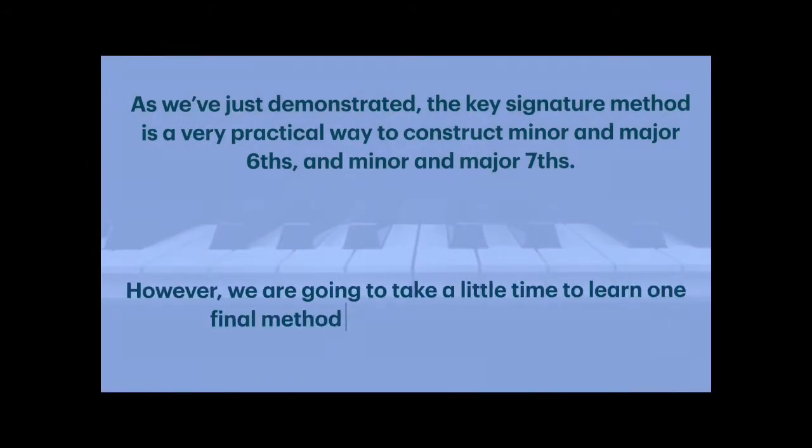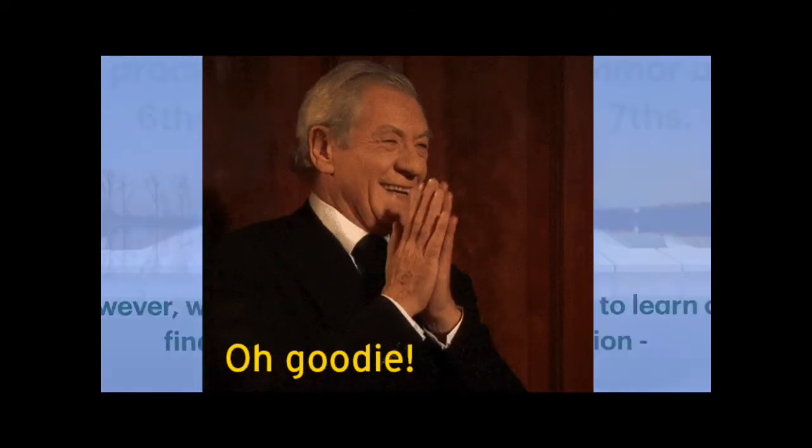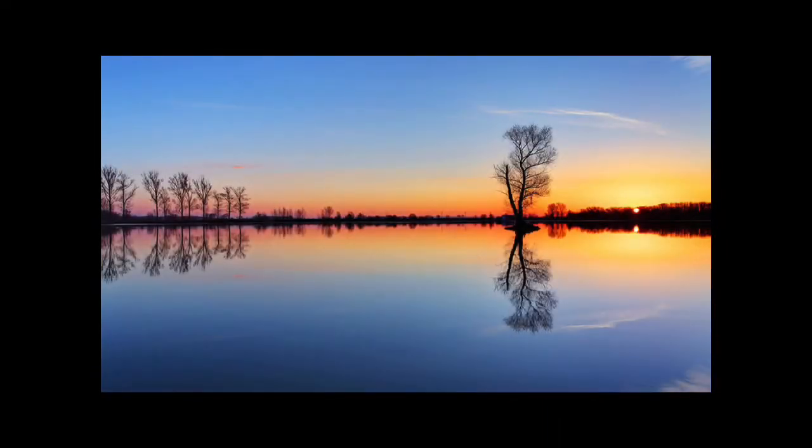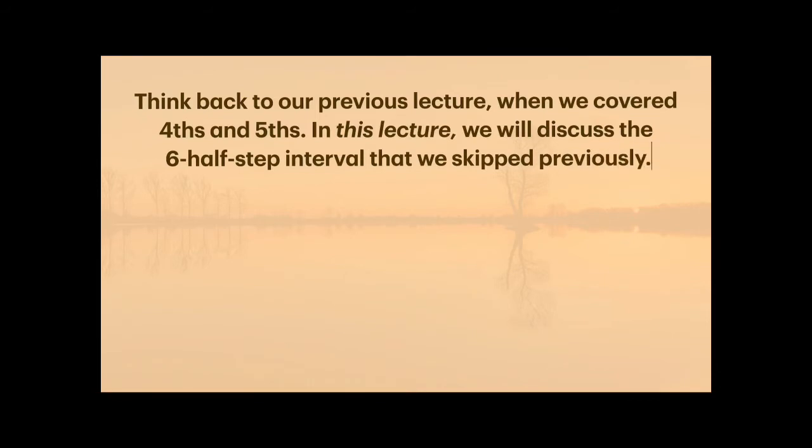However, we are going to take a little time to learn one final method of interval construction. I call it the rule of nines. Think back to our previous lecture when we covered fourths and fifths, specifically perfect fourths and perfect fifths. In this lecture, we will discuss the 6 half-step interval that we skipped previously. Remember, we said there were 5 half-steps in a perfect fourth and 7 half-steps in a perfect fifth.